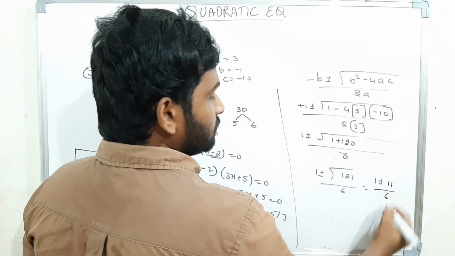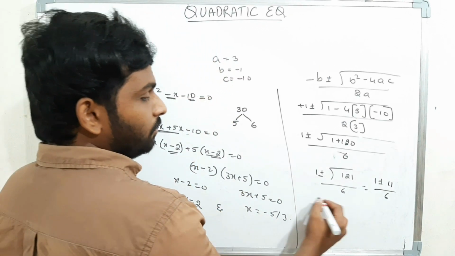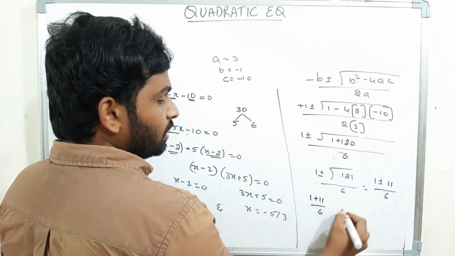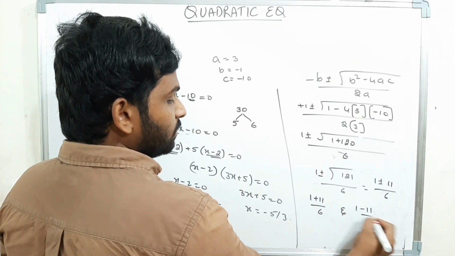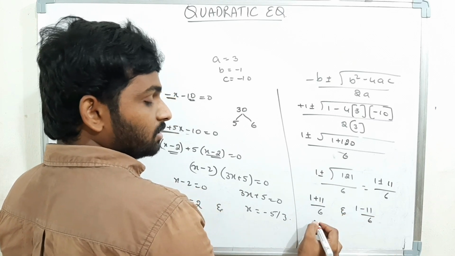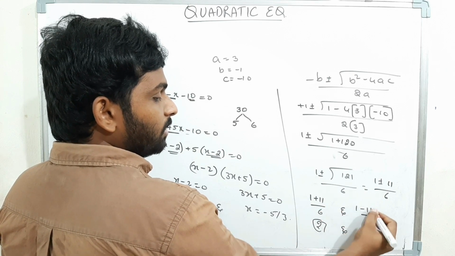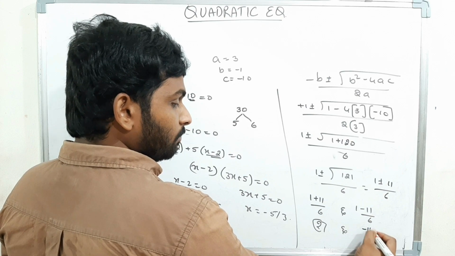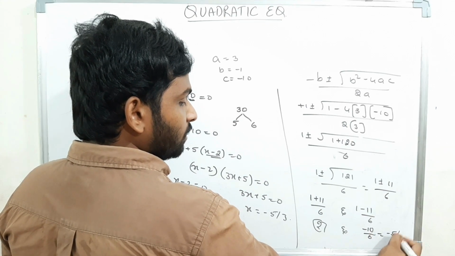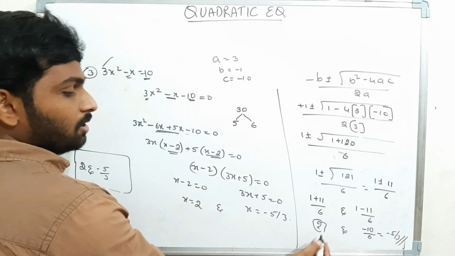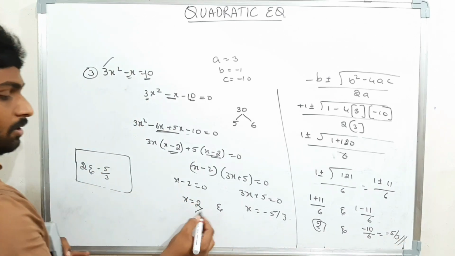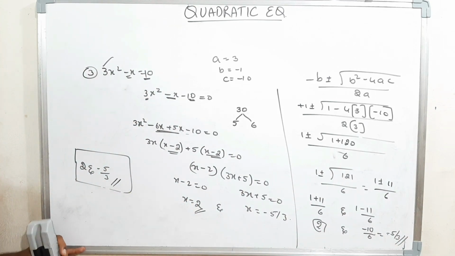11 by 6. Therefore, one root we will get as 1 plus 11 by 6, another root we will get as 1 minus 11 by 6. How much? 1 plus 11 by 6 is nothing but 12 by 6, that is 2. And the other, 1 minus 11 is nothing but minus 10 by 6, that is nothing but minus 5 by 3. Therefore, the roots are 2 and minus 5 by 3. Same thing we got.